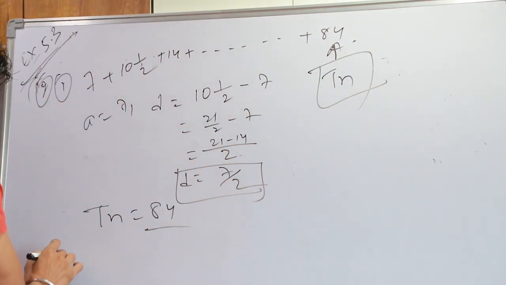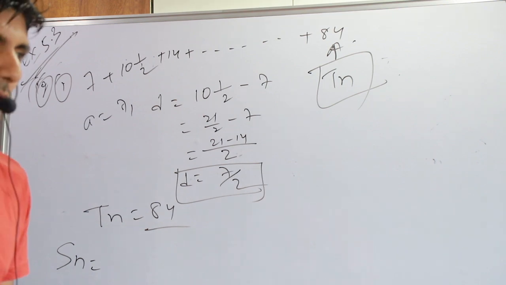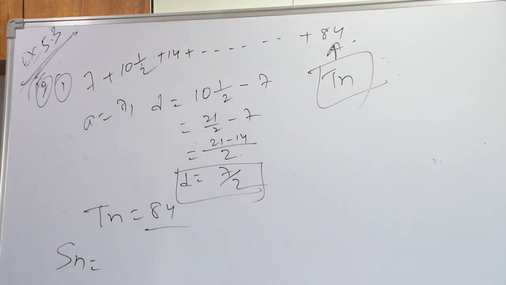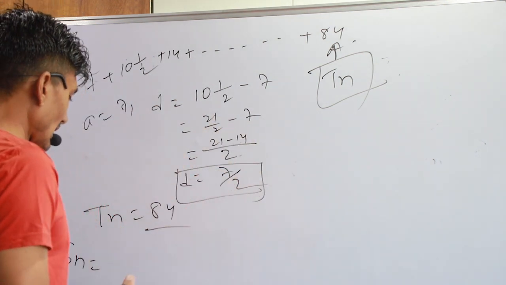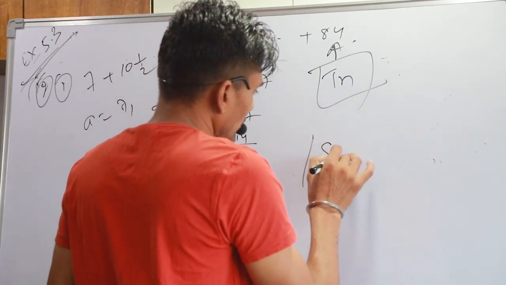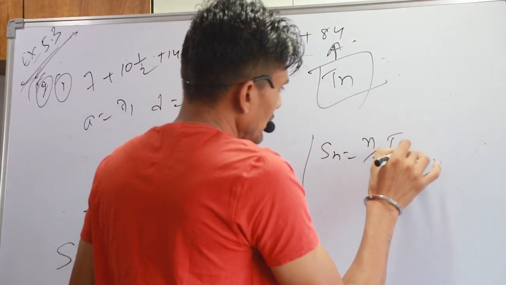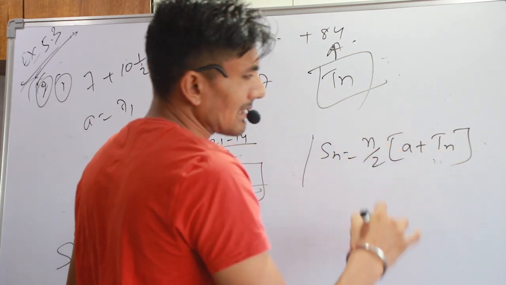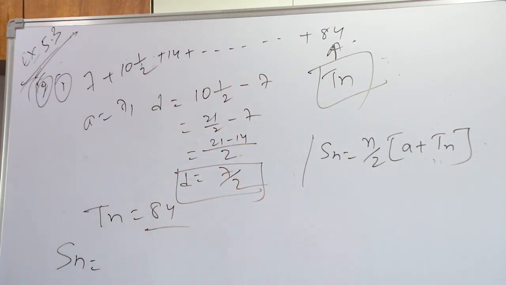So we have the formula Sn equal to, हमें यहाँ पे n नहीं निकालना है, कोई जरूरत नहीं है. हमको केवल सम निकालना था. फॉर्मूला क्या जानते हैं? Sn equal to n by 2 into a plus Tn. Directly we can sort out this problem.